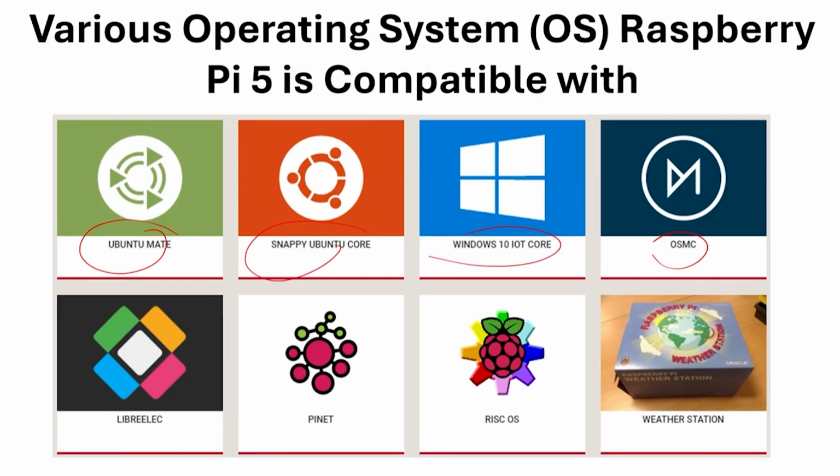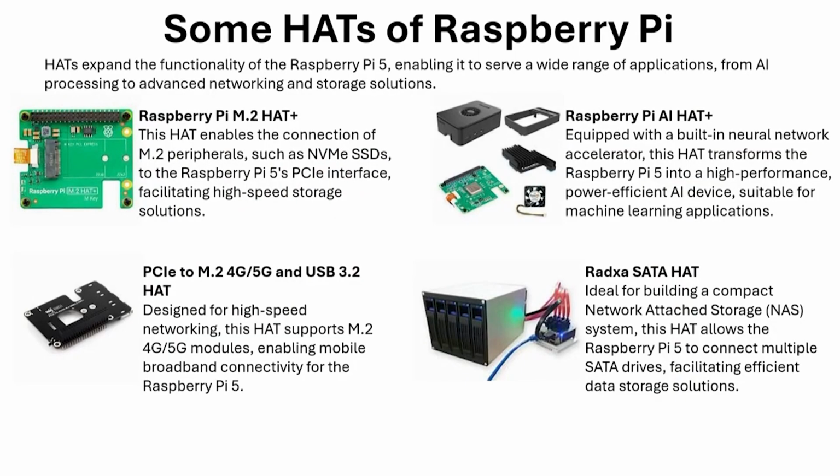Okay. So, now some HATs expand the functionality of the Raspberry Pi 5, like the Raspberry Pi M.2 HAT+. This enables the connection of more peripherals like NVMe SSDs and PCIe interfaces, okay, for a high speed storage solution. Sometimes storage becomes a problem. Then there are other HATs like the AI HAT+.